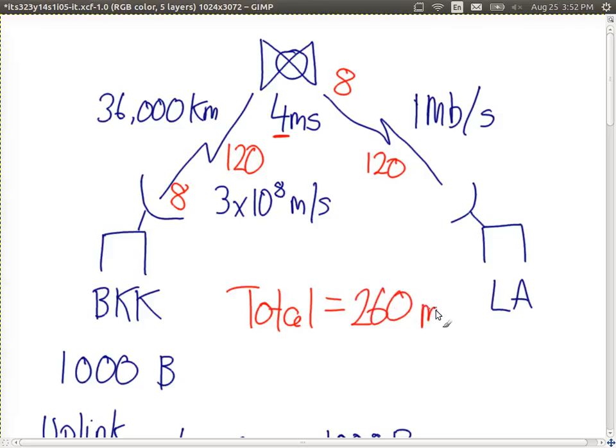Just add them up. 8 plus 120 plus 4 plus 8 plus 120, 260. Don't forget the processing delay in there. Any questions on that one?